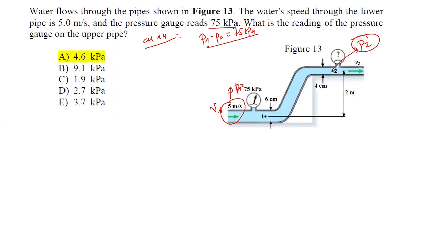Okay, this is V1. And I gave you here Y1. Let's say Y1 is 0. That means Y2 here is 2 meters above, is 2 meters plus 2. And here I am asking you, what is P2 first? But you know that before I get P2, I have to get V2. What is the speed of the fluid on the upper pipe?